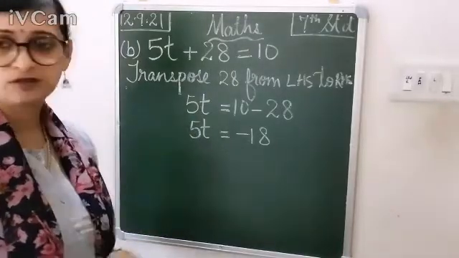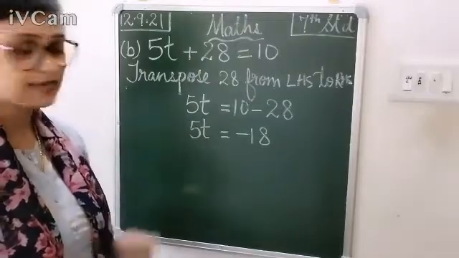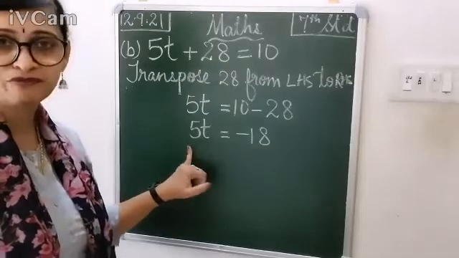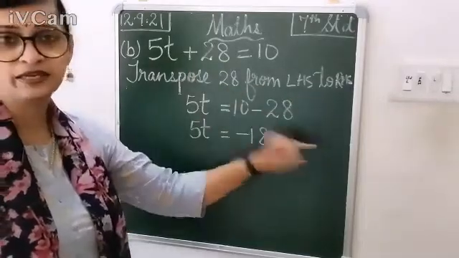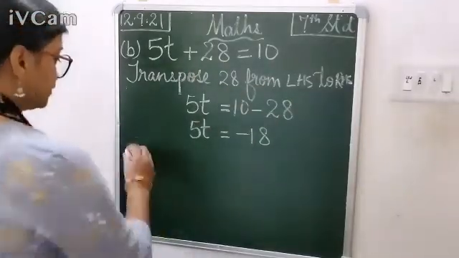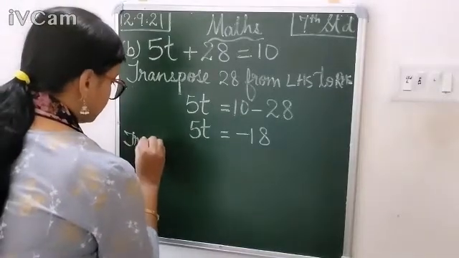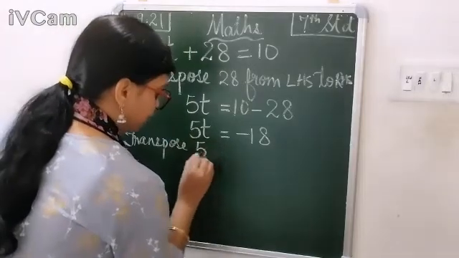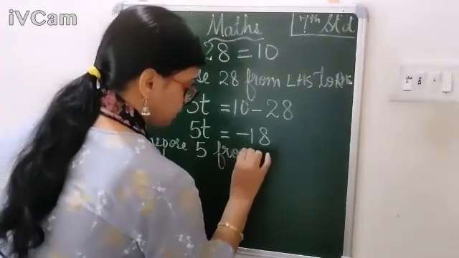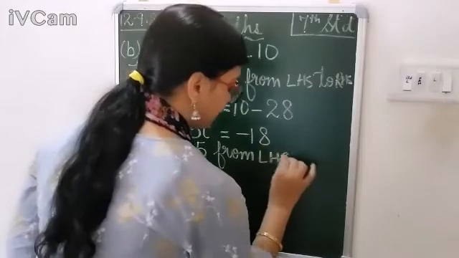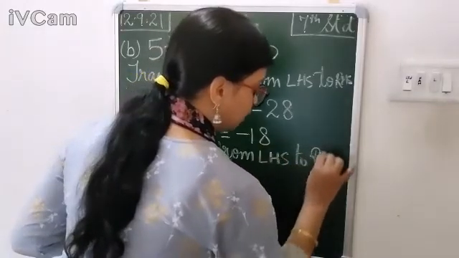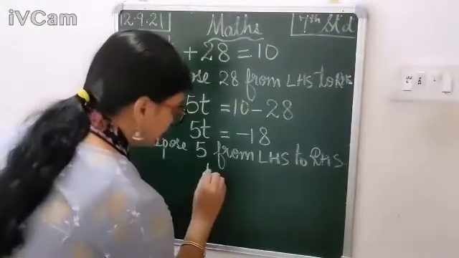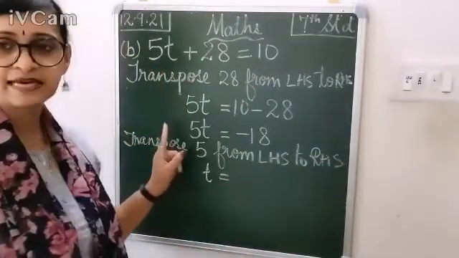Okay, but still the variable is not separated, right? You still have a 5 attached to it. So you need to transpose even 5 from the left hand side to the right hand side. So again, write down transpose 5 from LHS to RHS.